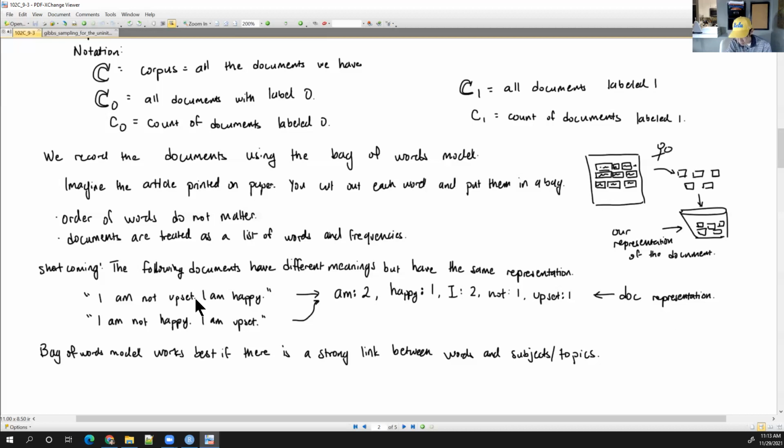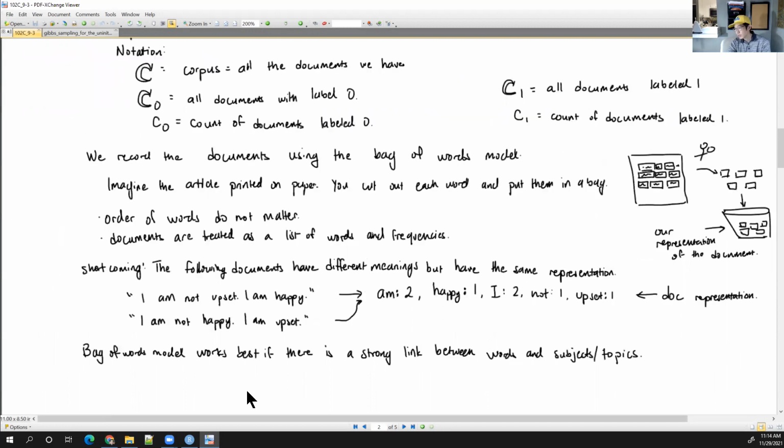Okay, but the bag of words model does work well if there is a strong link between words and subjects and topics. Okay, so for example, if you're at some kind of dinner party and you overhear somebody use the word Bayesian in a conversation, immediately your ears will perk up and you'll say, oh, are you talking about statistics or machine learning or something like that, right? Because the word Bayesian only appears in certain contexts, and it will generally be in the context of statistics or machine learning or something like that.